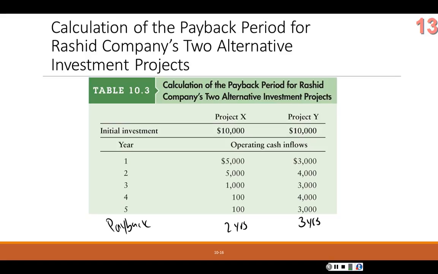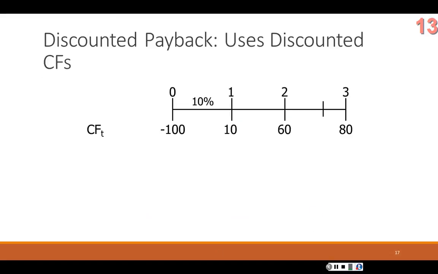So according to the payback period, Project X is better than Project Y. But when you look at this, Project X in years 4 and 5 is only returning $100, while Project Y is returning $4,000 and $3,000 respectively. So it's returning a significantly larger amount of money. And these overall magnitudes of cash flows are not considered. One remedy is to use the discounted payback period. Here we calculate the discounted cash flows and then do the payback period with these.